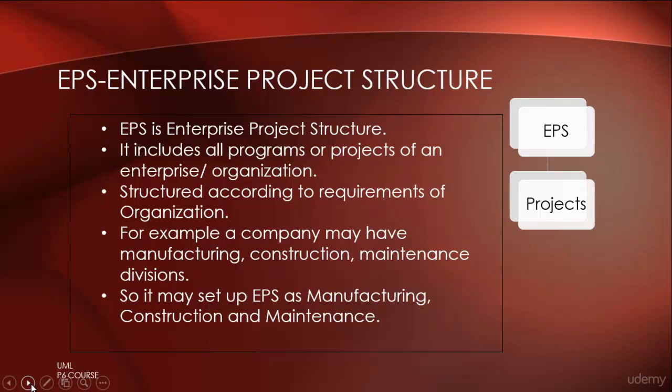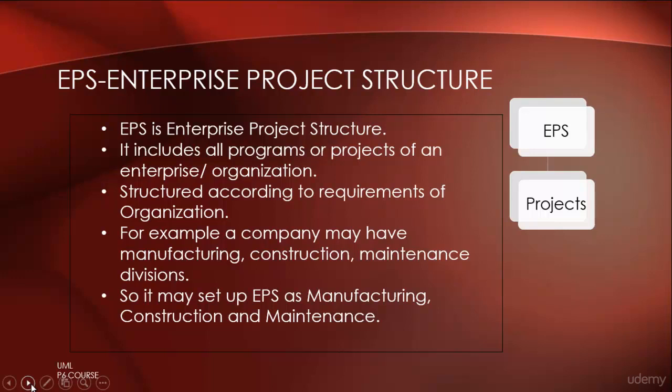EPS or Enterprise Project Structure. It includes all programs or projects of an enterprise or an organization, and it's structured according to the requirements of the organization. For example, let's say we have a company in which we have manufacturing, construction and maintenance divisions. So we may set up our enterprise project structure in Primavera P6 such as manufacturing, construction and maintenance divisions, and under each EPS we will have different projects. For example, projects of manufacturing will be under manufacturing EPS, projects of construction will be under their own EPS, and so on.